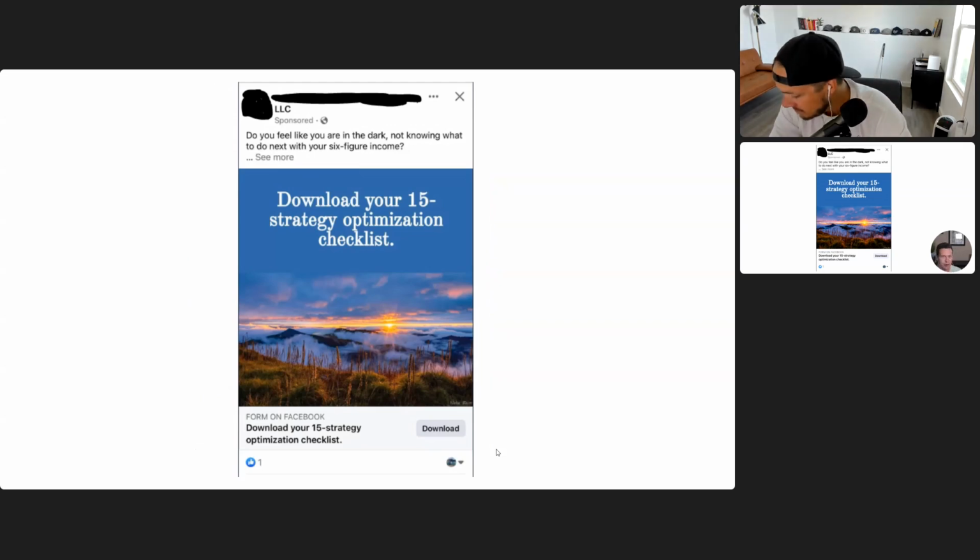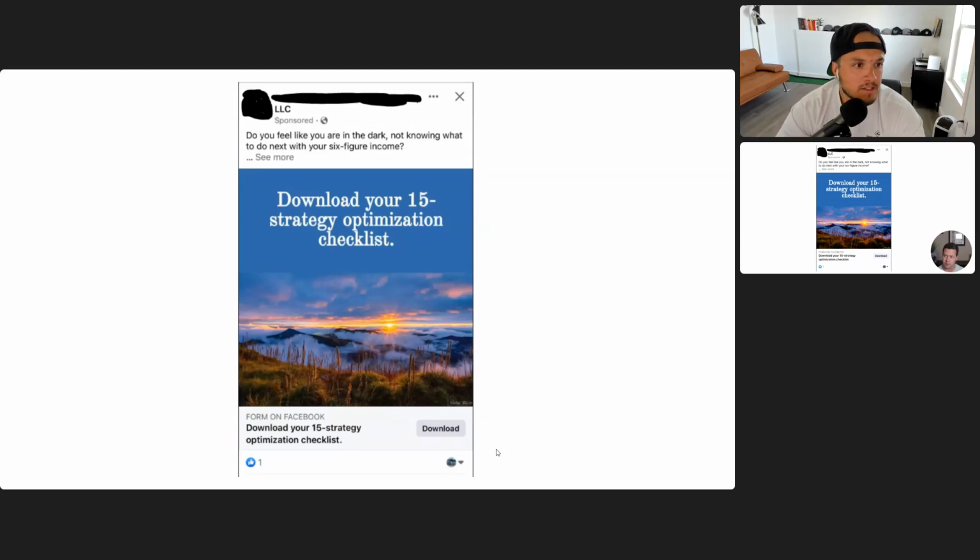Yeah. So this is a little bit more down our strategy as far as what we like, which is, it says on the ad, do you feel like you are in the dark, not knowing what to do next with your 6-figure income? Download, and then the picture is kind of mountain, blue sky. It says download your 15 strategy optimization checklist, which is a download link form on Facebook. So right off the bat, I would say don't do form on Facebook. Bring it to a landing page, especially if it's a simple download. But what do you think?